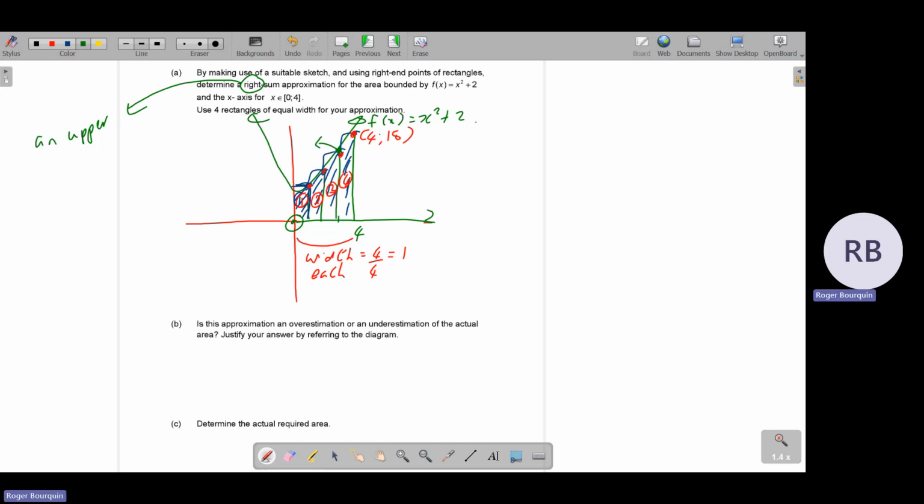It's 3. Okay. Right, so what's this one here? 3 and... 11. Okay, 3 and 11. Are you understanding how we're getting this?